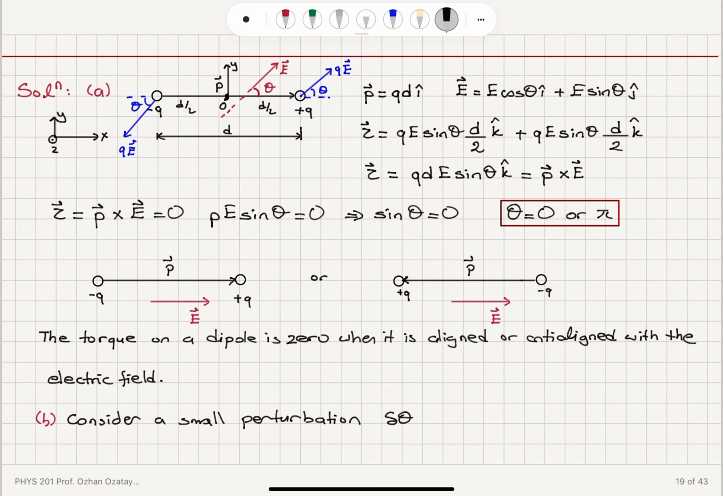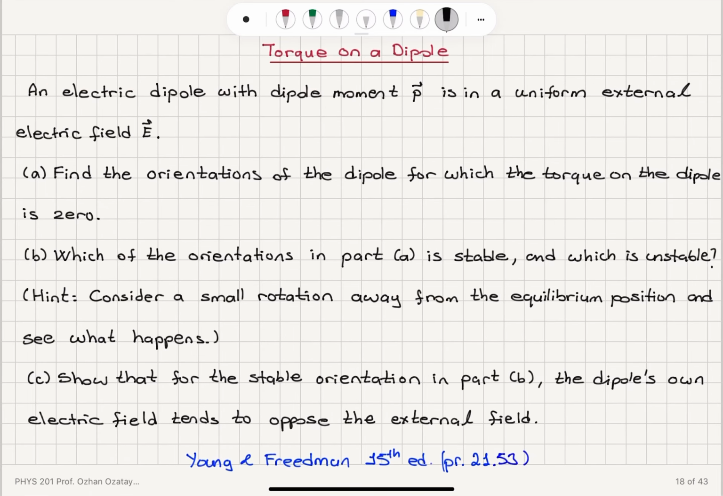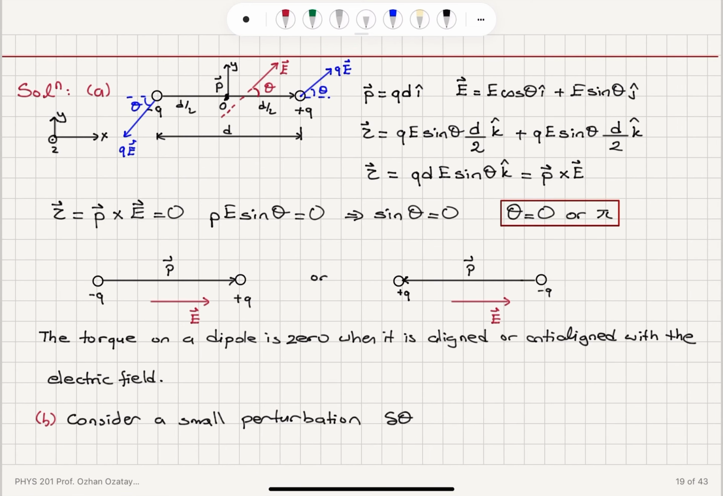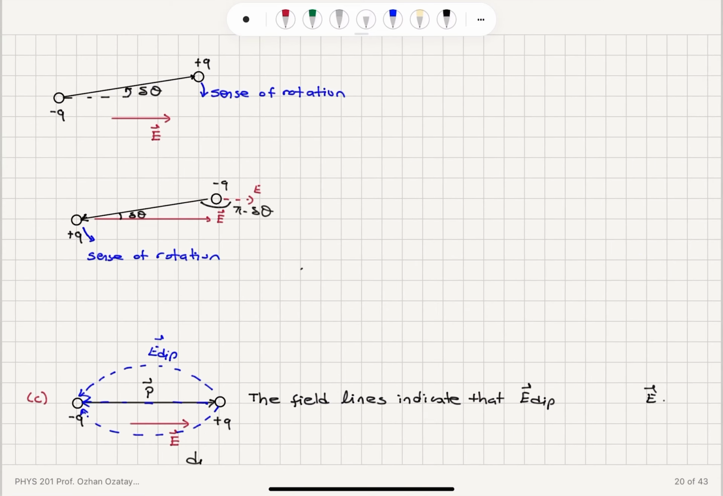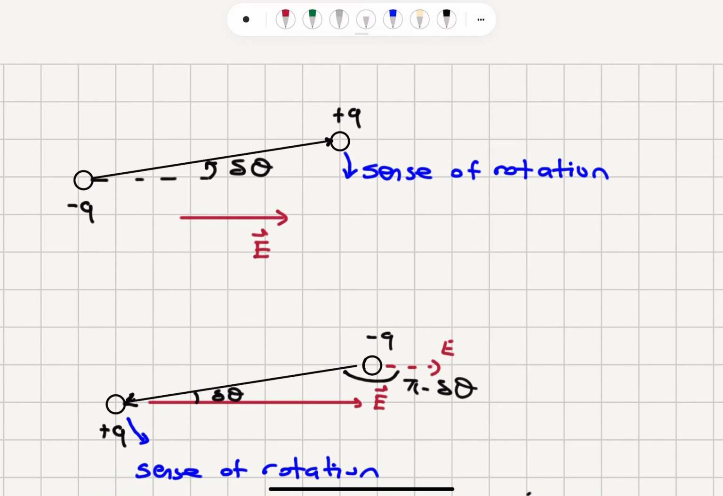Now, we're going to look at the stability of theta equals 0 and theta equals pi. In part B, we consider a small perturbation from the equilibrium position and see what happens. Small perturbation by an angle delta theta. Let's look at what happens in this scenario.